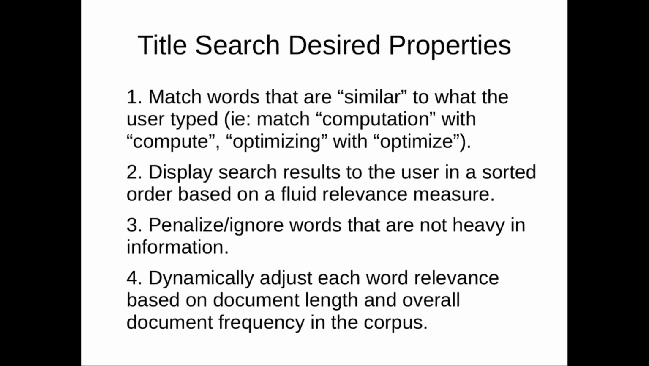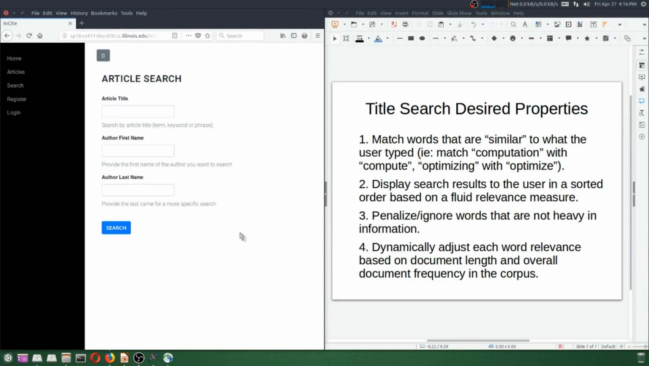So if you're searching for the term quantum computing, quantum, the rare word in the collection, should be considered more relevant compared to computing, which is very common, right? So it doesn't have that much information. And this is why we should consider the overall frequency of the appearance of each term compared to all the documents in the corpus. So let's do a demonstration to show that our search function in fact satisfies all four desired properties that I have listed here.